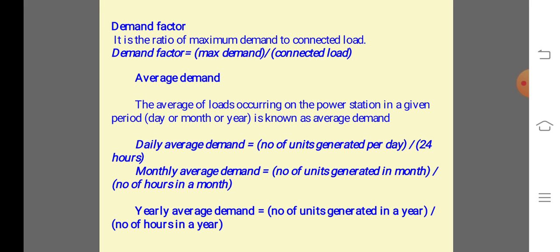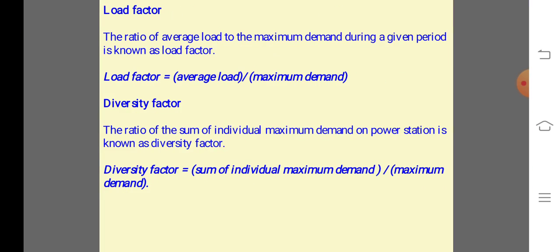Average demand is the average of load occurring on the power station in a given period, that is day or month or year. Daily average demand is equal to the number of units generated per day per 24 hours. Monthly average demand is equal to the number of units generated in a month per number of hours in a month. Yearly average demand is equal to the number of units generated in a year per number of hours in a year.